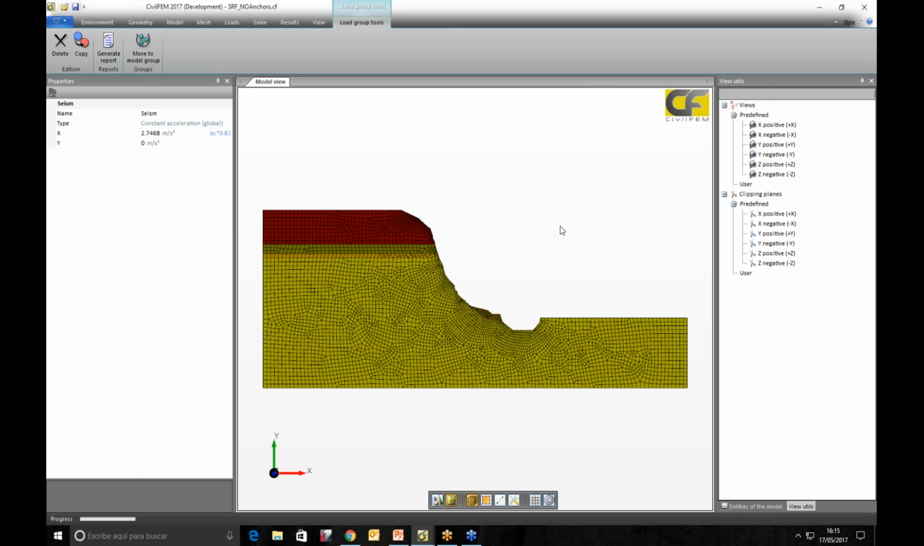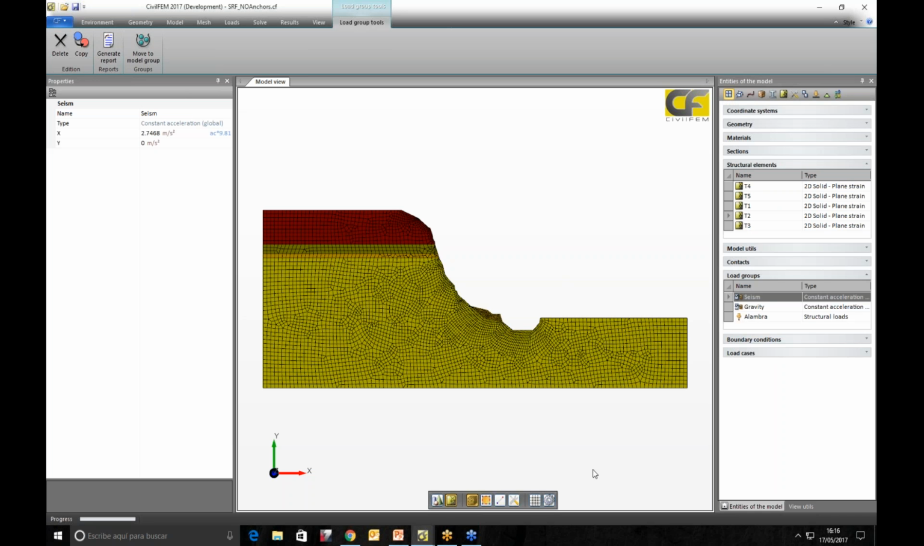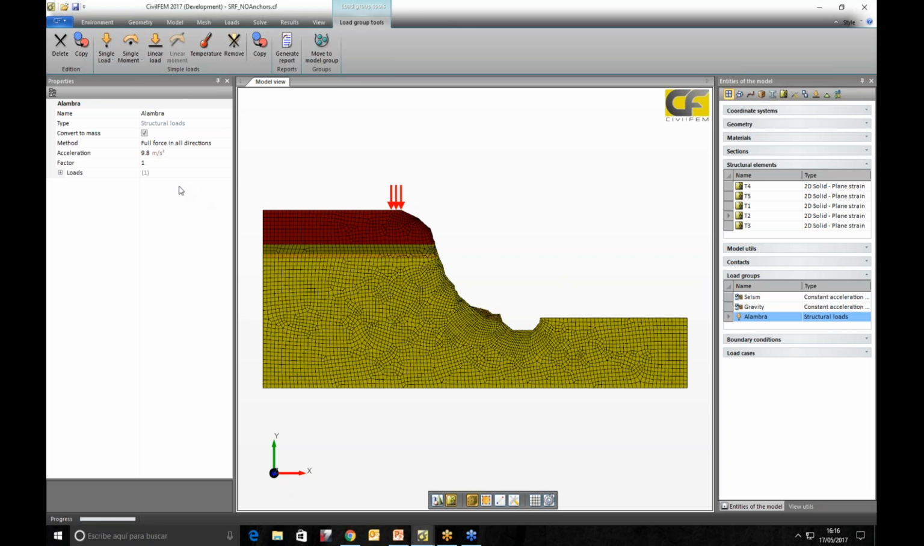We could also consider a vertical acceleration that will increase the gravity load and will generate sliding. We will also consider the Alhambra weight, which is on top. Here we can see. And one important tool of CivilFEM is that any load like this can be converted into mass. Just clicking here, we can convert it into mass, and the accelerations will affect it. The accelerations can act in all directions, or we can select just the direction we would like, so we can decide how to apply it.